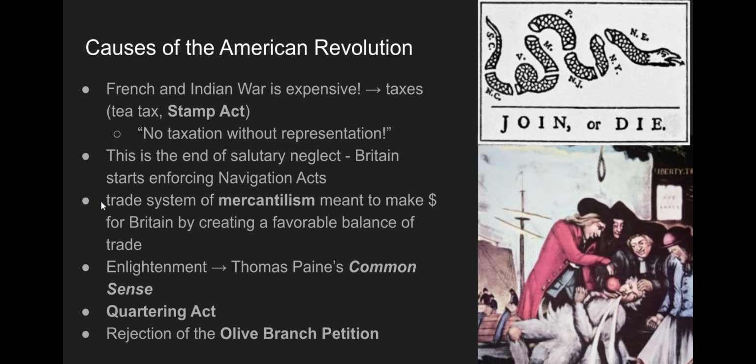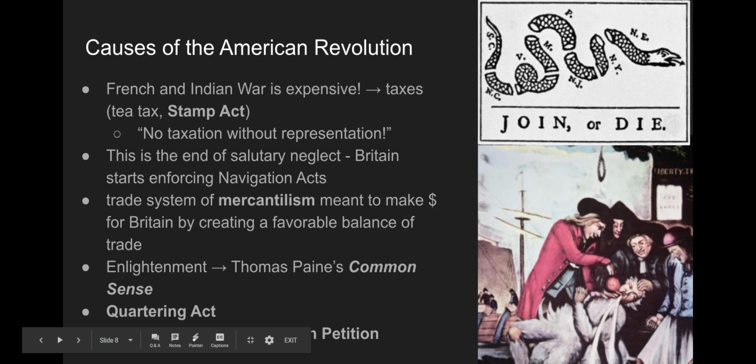Because they had a system called mercantilism. Notice the word merchant is almost right in it. This is a system that's meant to make money for Britain by creating a favorable balance of trade. The goal is for that mother country to gain as much money by controlling trade and exporting more than it imports. And it had that kind of relationship with the colonies, but we are becoming more and more frustrated with that trade relationship.